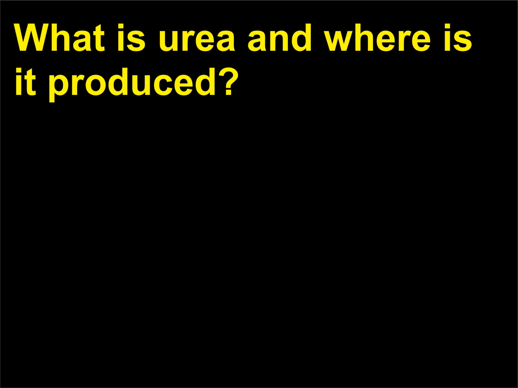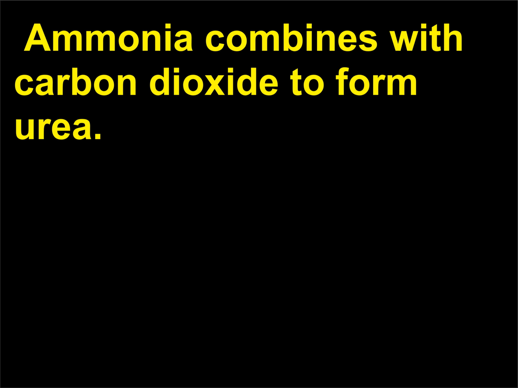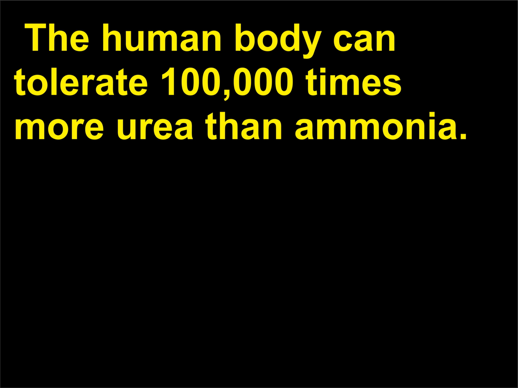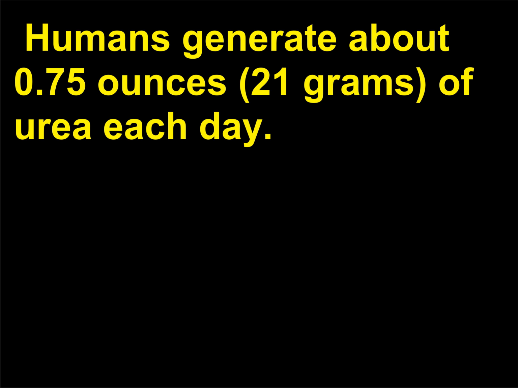What is urea and where is it produced? During the process of metabolizing proteins, the body produces ammonia. Ammonia combines with carbon dioxide to form urea. The human body can tolerate 100,000 times more urea than ammonia. It is the most abundant organic waste produced in the body and it is eliminated by the kidneys. Humans generate about 0.75 ounces, 21 grams, of urea each day.